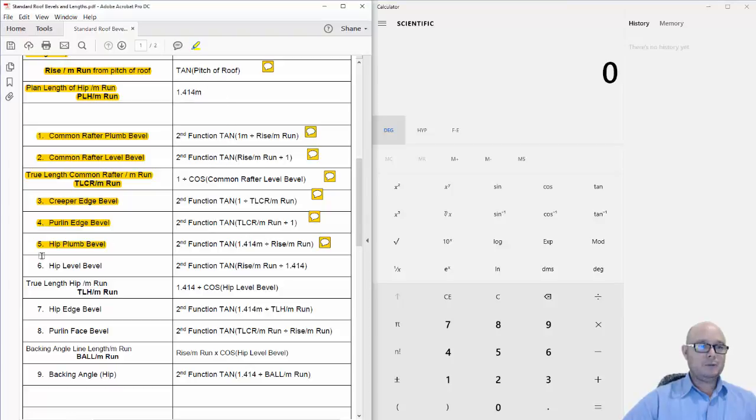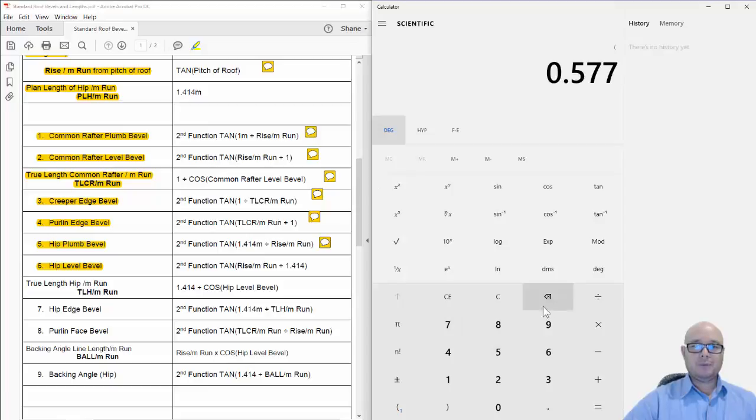Okay, so the next bevel, bevel number 6, is the hip level bevel. And the formula for the hip level bevel is second function tan, and it's rise per metre run divided by the 1.414. So rise per metre run again is 0.577 divided by 1.414. So we start with the brackets, 0.577 divided by 1.414. Close the bracket, and I must second function tan that.